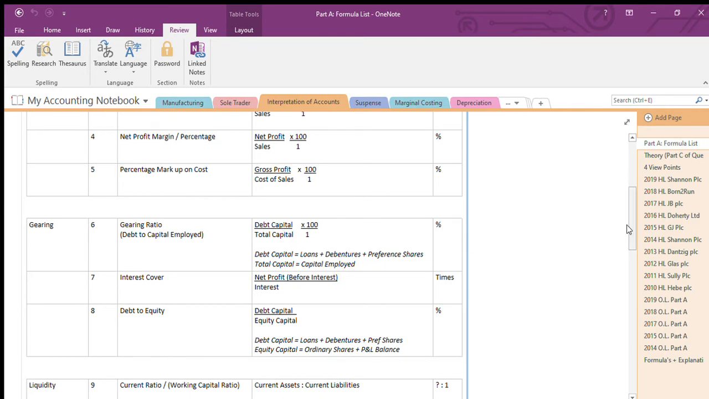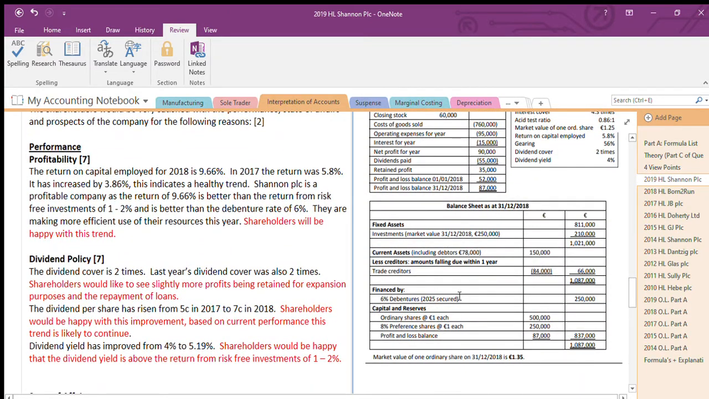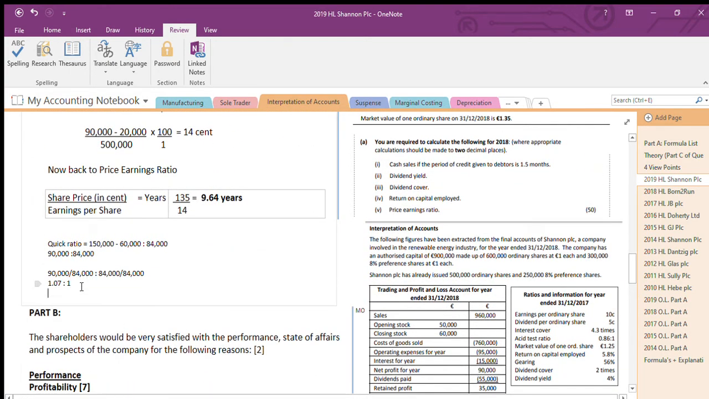Loans, debentures, preference shares, up to the balance sheet. The loans should be here, financed by, but they're not there. Instead, there's a debenture, so there are no loans. The debenture is 250,000. Preference shares are down here, 250,000. So my debt was the first thing. Loans, 0. Debentures, 250,000. Preference shares, 250,000.